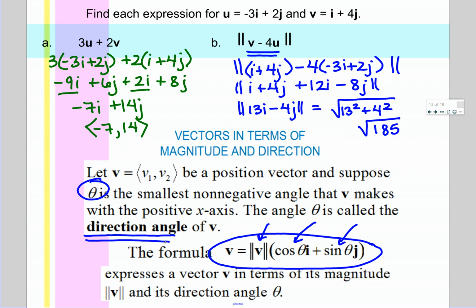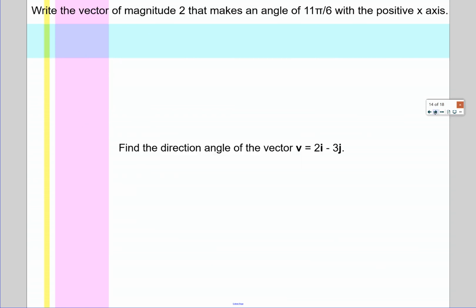So if we can figure out how long a vector is, and we can figure out the angle of rotation that the vector has to get to that positive side of the x-axis, we can figure out how to write the vector. That's what this formula is for. Okay. So let's do that on this one. It says write the vector that has a magnitude of 2 and makes an angle of 11 pi over 6 with the positive x-axis.